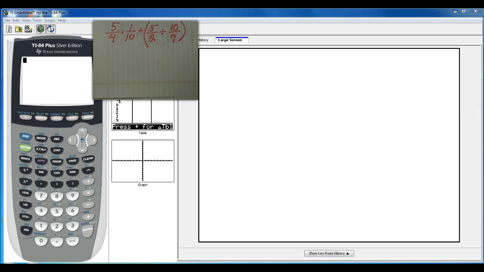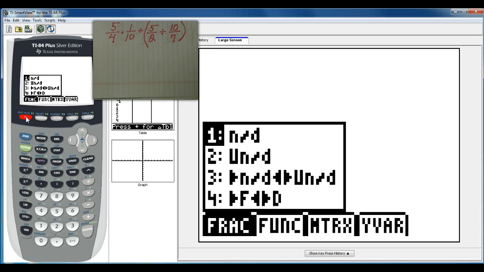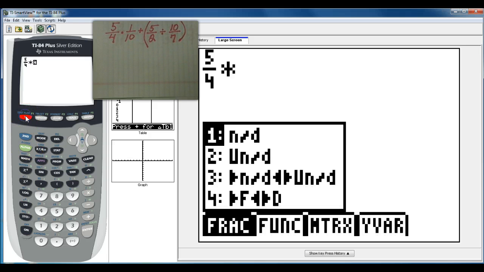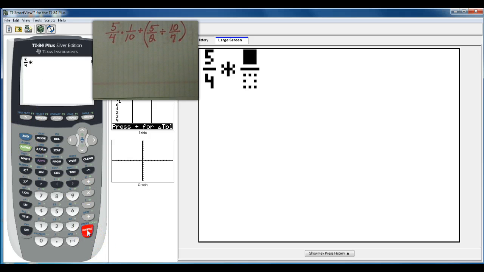So all you need to do is put in this problem as such. You will hit the alpha y equals. Get your fraction menu like we talked about in the previous video. 5, put in 4, and then you would go over and enter it the same way. Another alpha y equals for the 1 over 10. Go down, go over. Now you need a plus sign.